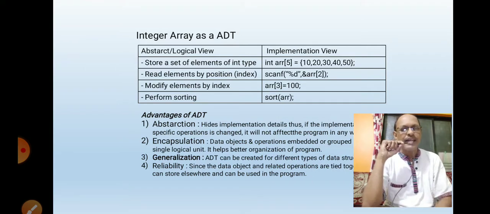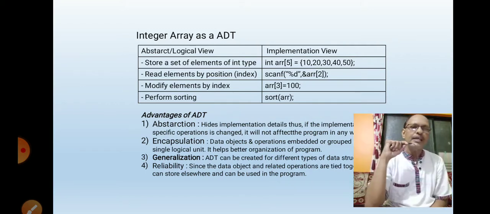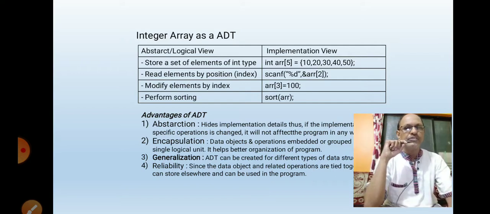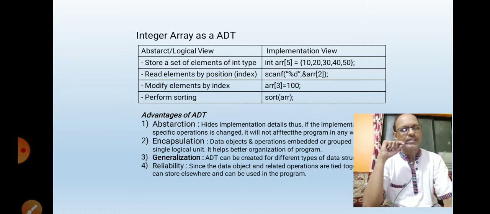It can be stated as: this data structure, the array, stores a set of elements of the integer data type. So in this case we are using an integer array, right? You can also go generic for a particular data type, and read the positions by index. So we have an index to access different positions starting from 0. We can also modify the elements by index. You can also perform some sorting operations. Obviously there may be many more things that can be done using this array data structure, but right now I have just given an example of how the abstract or logical view looks.